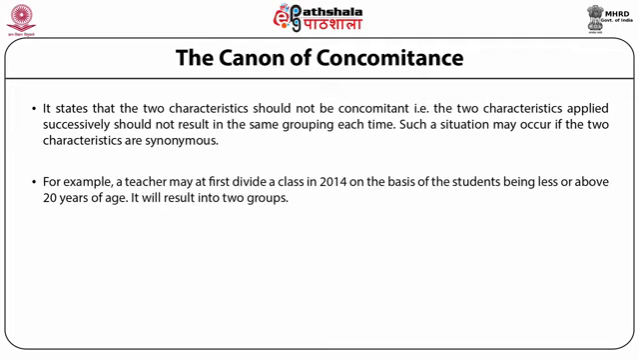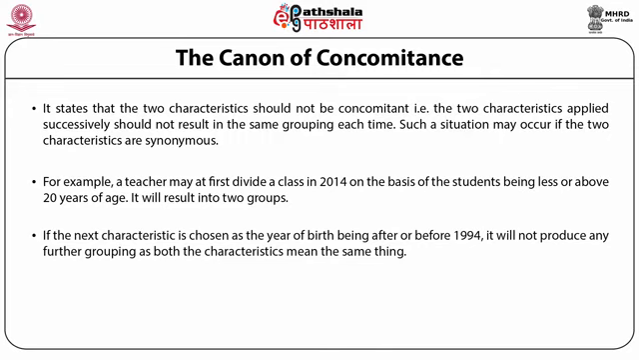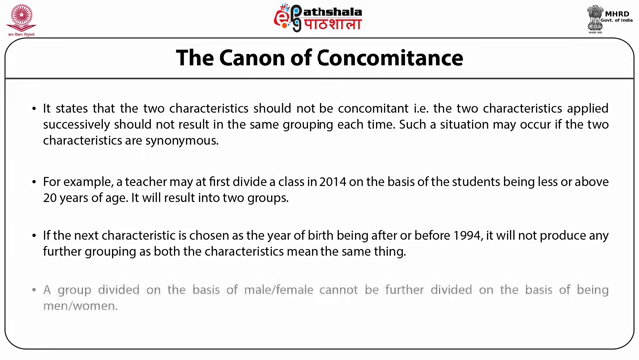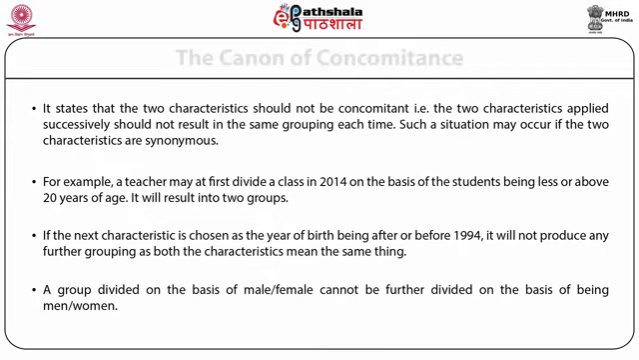For example, a teacher may at first divide a class in 2014 on the basis of the students being less or above 20 years of age. It will of course result in two groups. If the next characteristic is chosen as the year of birth being after or before 1994, it will not produce any further grouping as both the characteristics mean the same thing. A group divided on the basis of male-females cannot be further divided on the basis of being men-women.